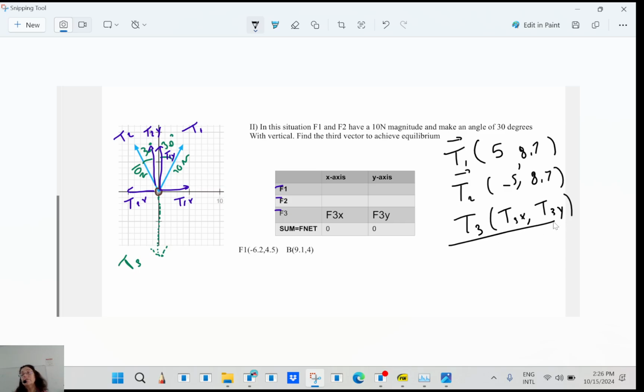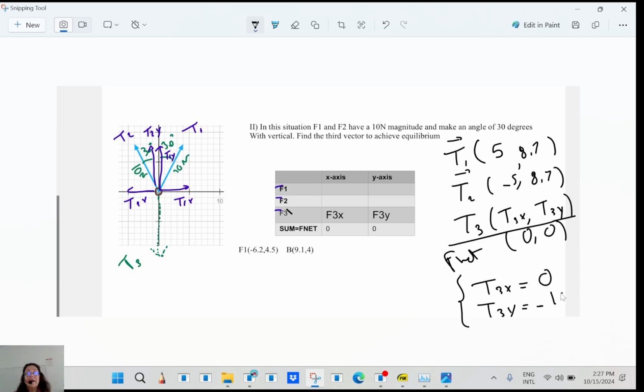And you know that the sum has to be equal to 0 because it said it's in equilibrium. If there is no acceleration, that means the net force is 0. If the net force is 0, the x component is 0 and the y component is 0. So the net force here will be 0, 0. So what's going to be the x component of T3? 0. Very good. And what's the y component? Yeah, very good.